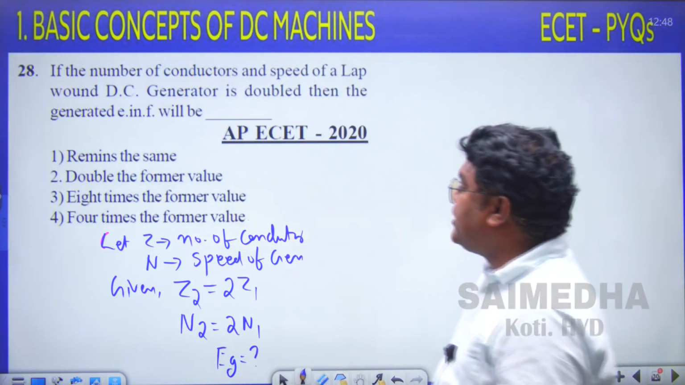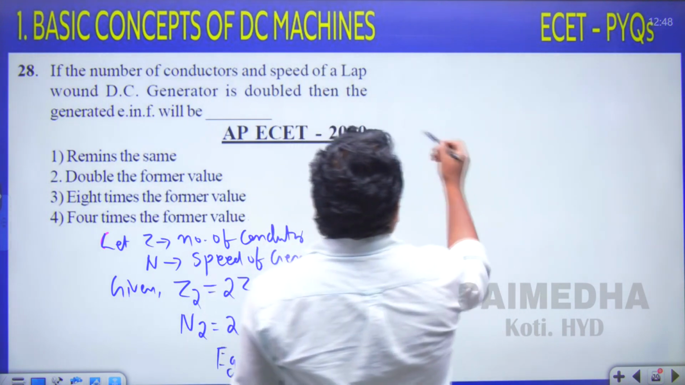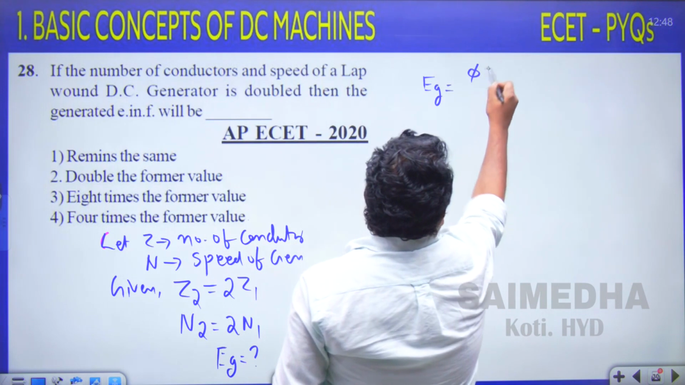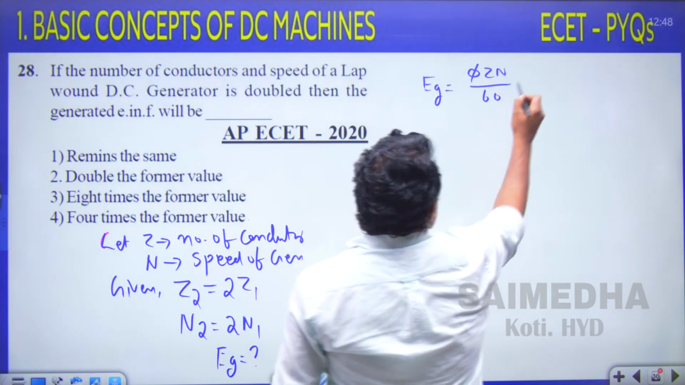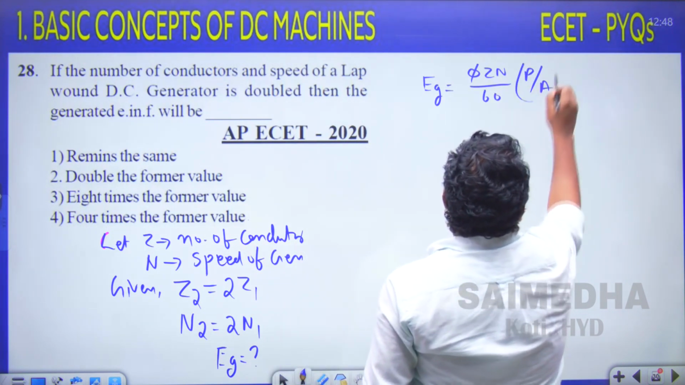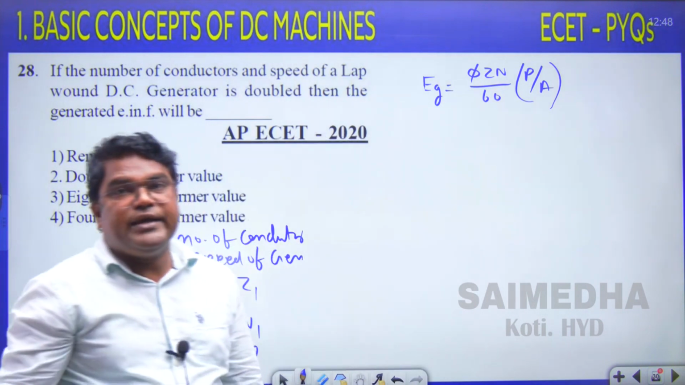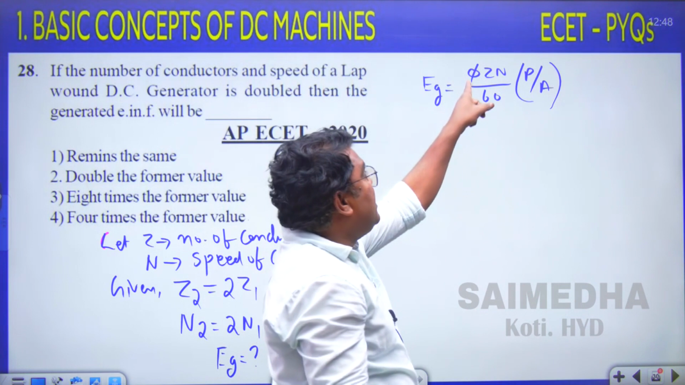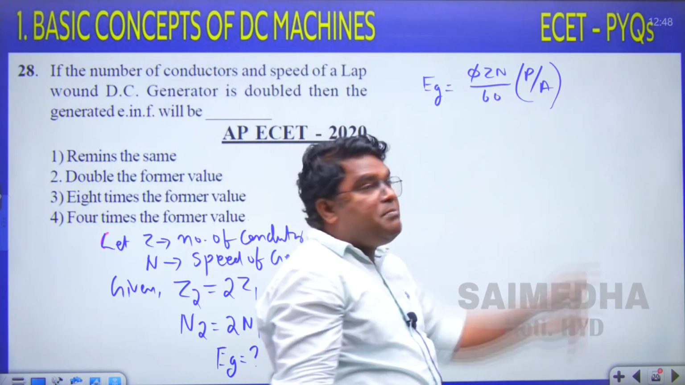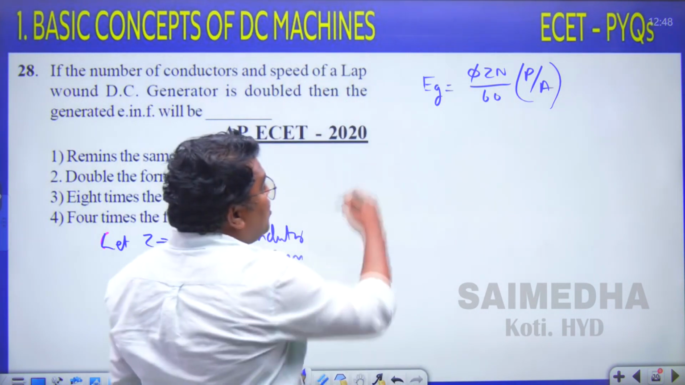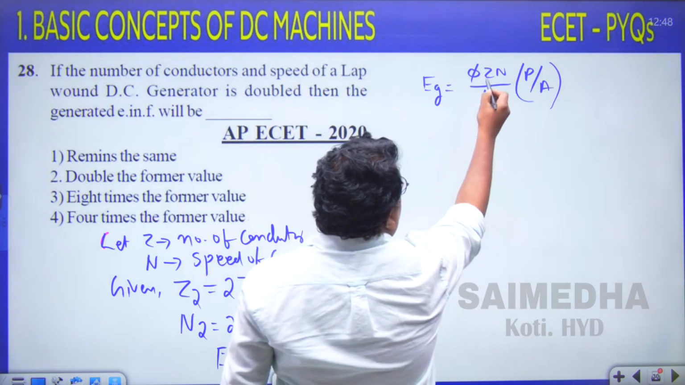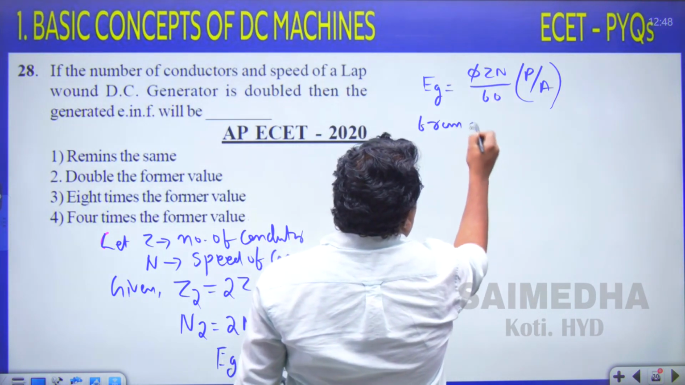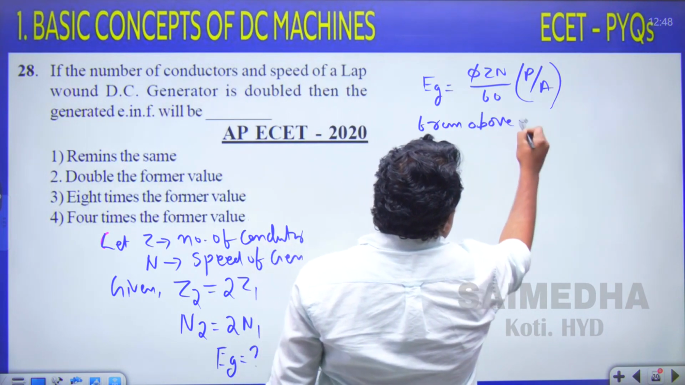How do we find the generated voltage? What is the relation? We know the generated voltage is equal to phi Z N by 60 into P by A. So this is the generated voltage in the generator. From this equation, the flux, number of poles and number of parallel paths are fixed, but the number of conductors and speed are doubled.